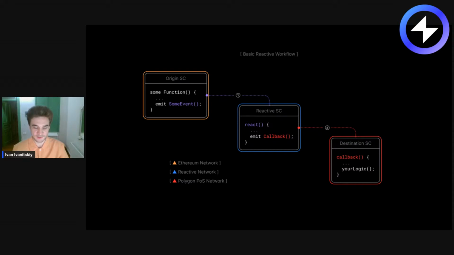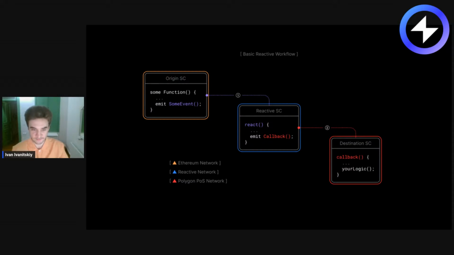And the destination smart contract is a smart contract on which you want to run a transaction, right? So it might be some liquidity pool, it might be some voting system, it might be your smart contract wallet, whatever. So you want to do some action there if some other action happens on the origin smart contract. So this is the basic workflow, and this is basically what it does.